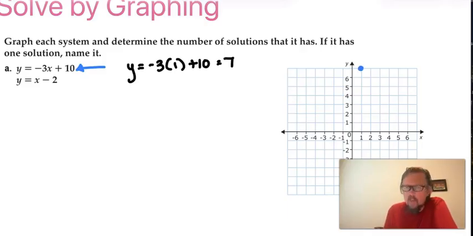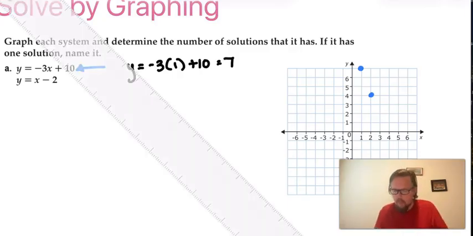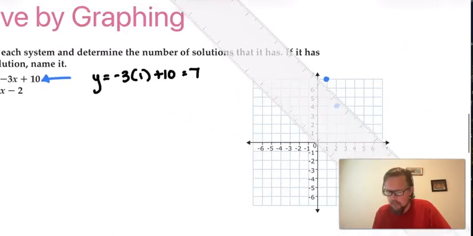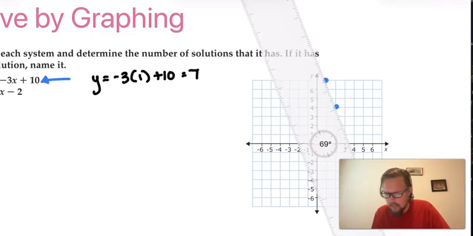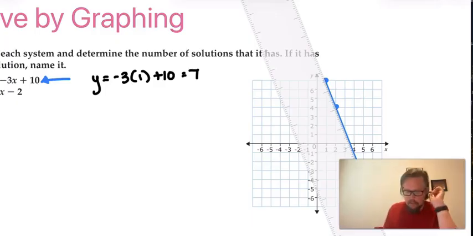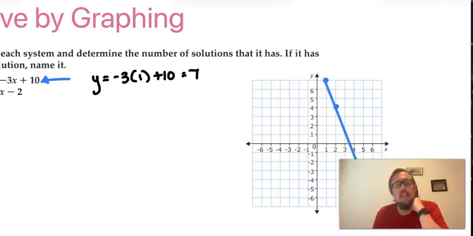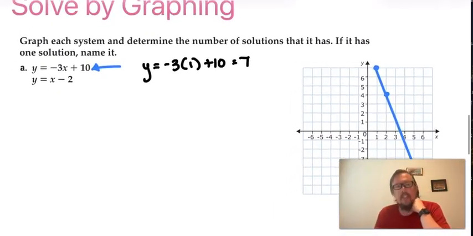And then the slope is negative 3, as a fraction, negative 3 over 1. So I can count down 3 and over 1 to get my second point. And then I'm going to use a ruler to connect the points. Since I'm going to solve this by graphing, it's really important to use a ruler. I want my graph to be as accurate as possible because I need to find the spot where these are going to intersect. So I really want as accurate a graph as I can get.